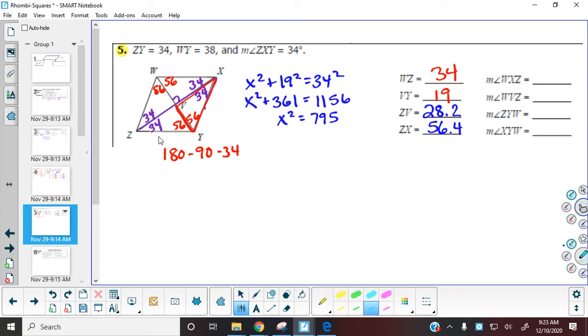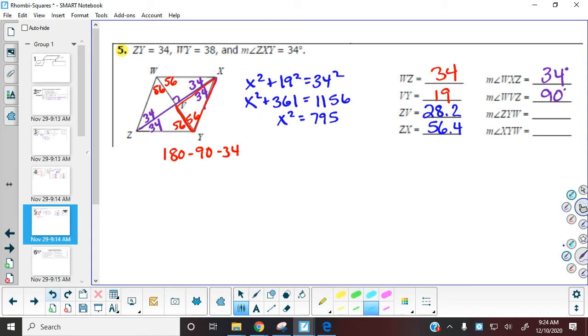I just have to figure out what the question is asking for. So for the first one, WXZ. So W to X to Z is that angle there at 34 degrees. Then I've got WVZ. W to V to Z. That's one of the angles in the middle. So therefore that one is 90 degrees.